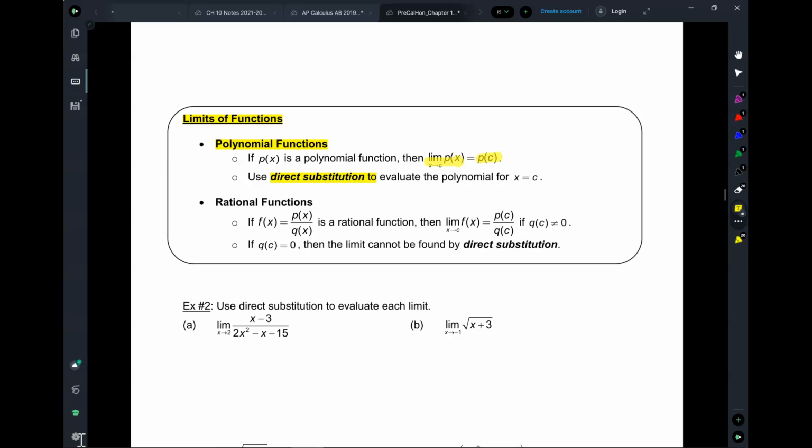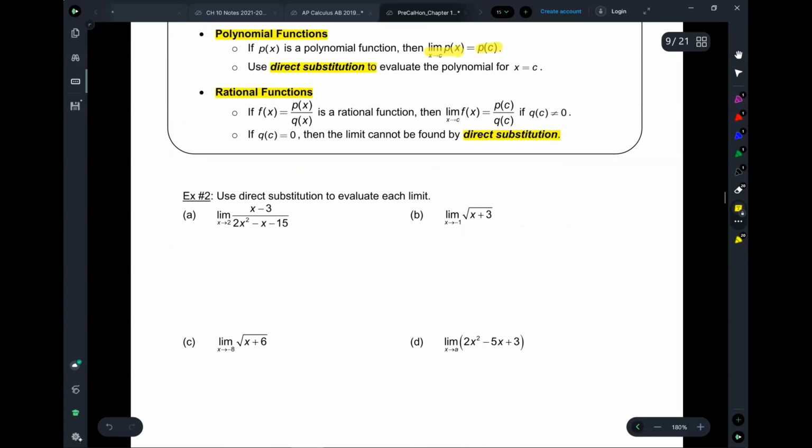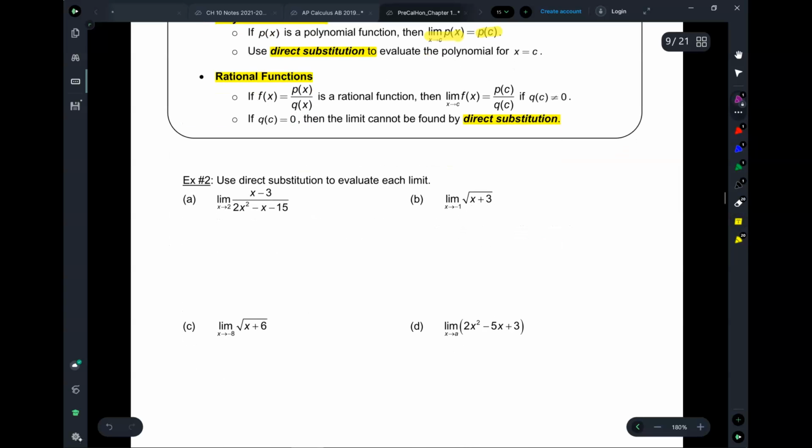Rational functions. If you have a rational function, that's really two polynomial functions on top of each other. Again, you use direct substitution. So, take a look here. You want to find the limit as x approaches 2 of this function. We're just going to use direct substitution. Take this 2, plug it into the x's. So this will be 2 minus 3 over 2 times 2 squared minus 2 minus 15. This is negative 1 over negative 9, 1 over 9.